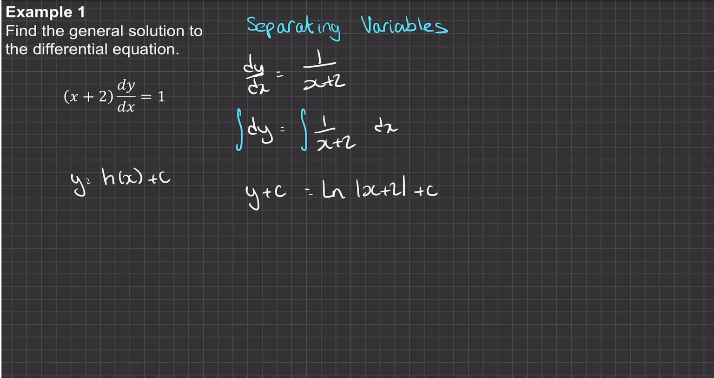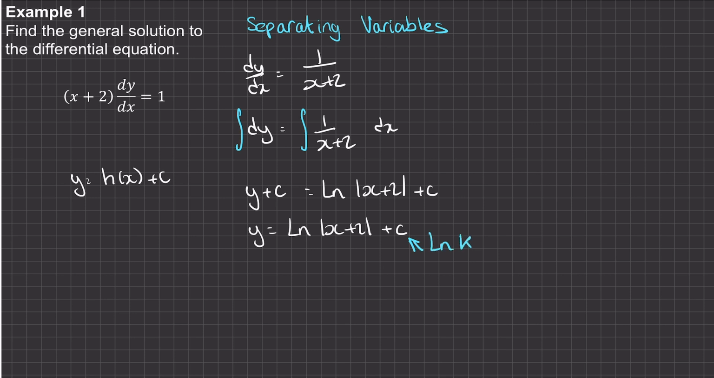So the next thing we can do is we have a constant here and a constant here. Well, these just form a single constant. So we could write this one as y is equal to the natural log of x plus 2 plus a single constant. So rather than having 2 of them, we've just got 1 of them. And now this is a perfectly valid final solution, but we can write this a little bit tidier. If you consider this constant, we can write this as the natural log of a different constant.